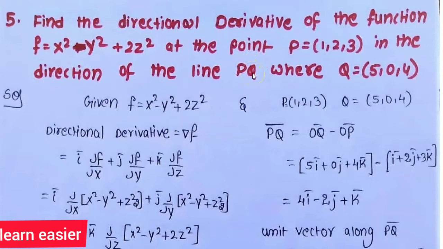OQ bar minus OP bar. OQ bar is what? We have to find out the position vector for this line and the position vector for this point 1 comma 2 comma 3, that is OP bar.